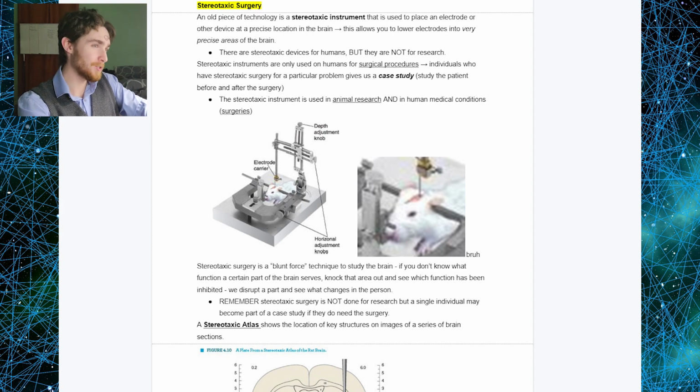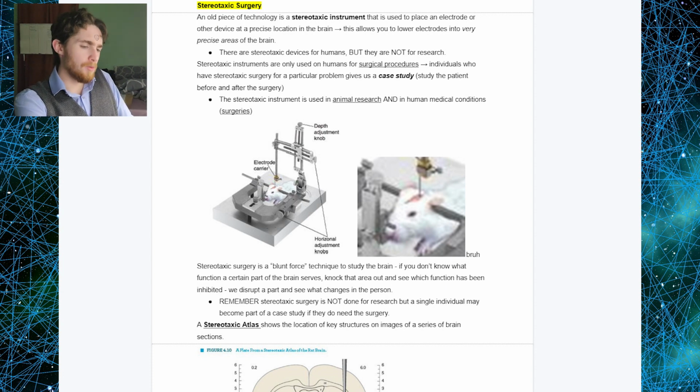All right, we're talking surgeries. The important thing to note here is that stereotaxic surgery is a blunt force technique to study the brain. If you don't know what function a certain part of the brain serves, you can knock that area out and see which function has been inhibited. We essentially disrupt a part of the brain and see what changes in the person. And again, I have to really hammer this point home. Stereotaxic surgery is not done for research on humans, but if a single individual has a surgery done, then they may become part of a case study.